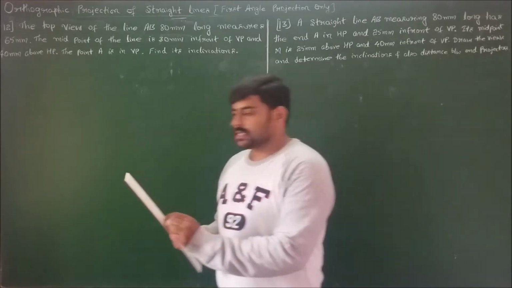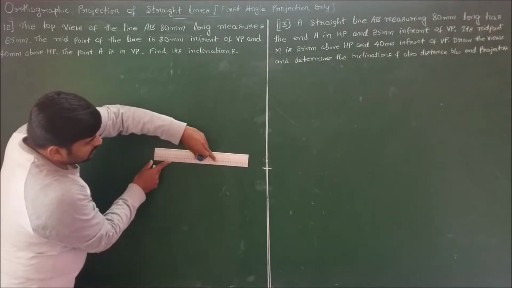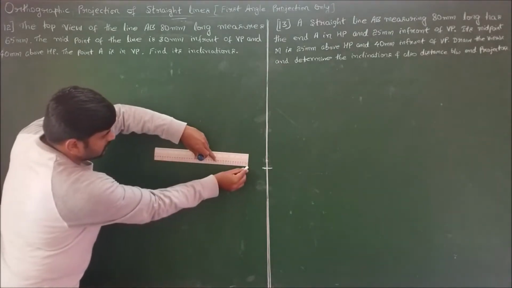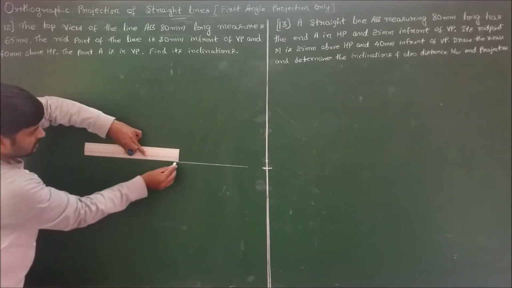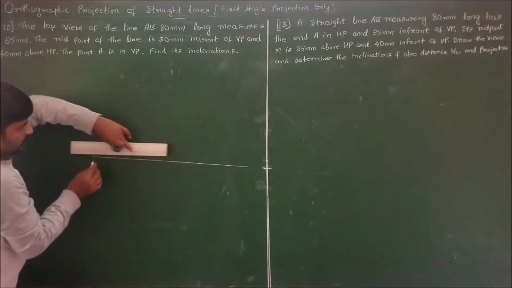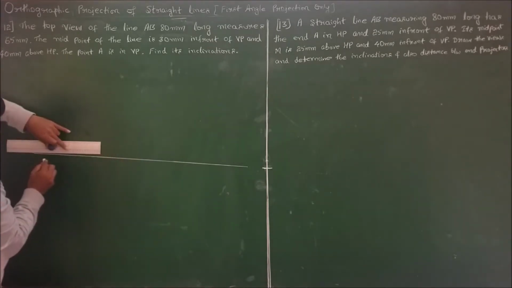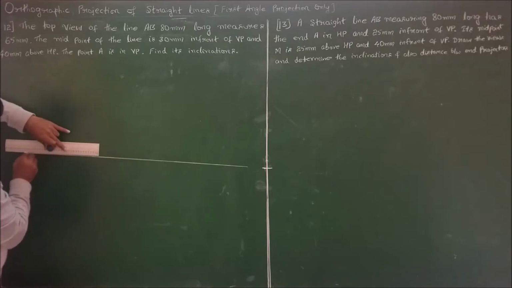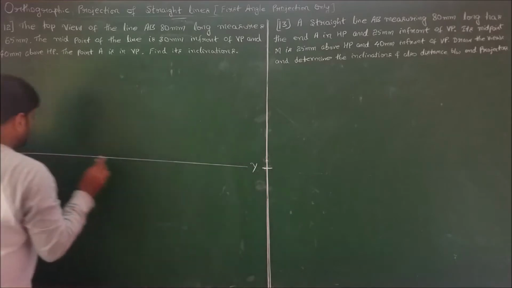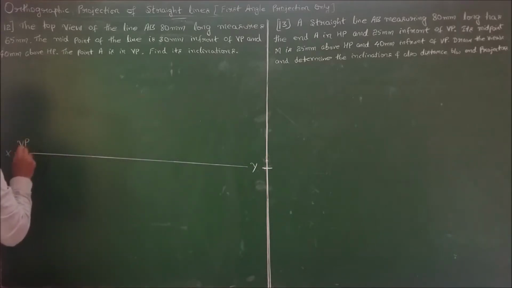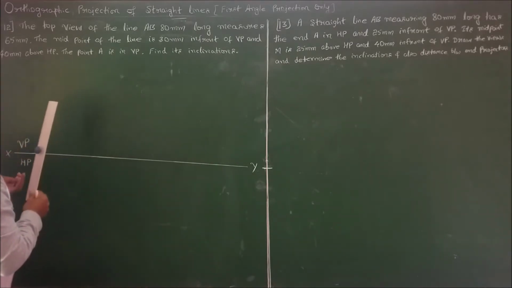Now first let us draw the reference line, that is VP and HP. Since we are discussing first angle projection, always vertical plane will be above the XY line and horizontal plane will be below the XY line. So I have taken the reference plane XY for first angle projection. VP will be above, HP will be below. Now mark the locuses first.